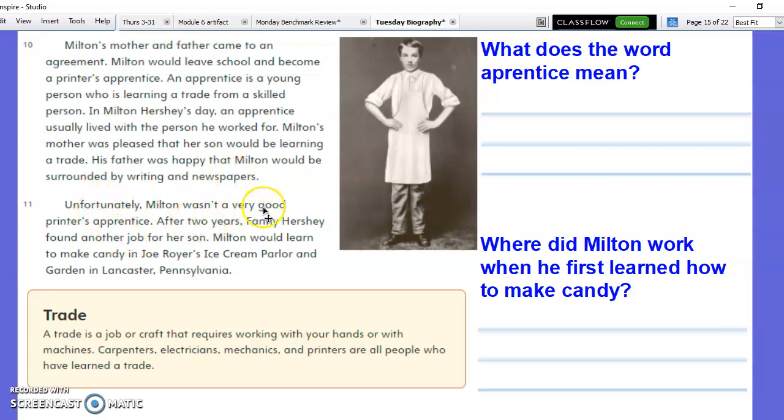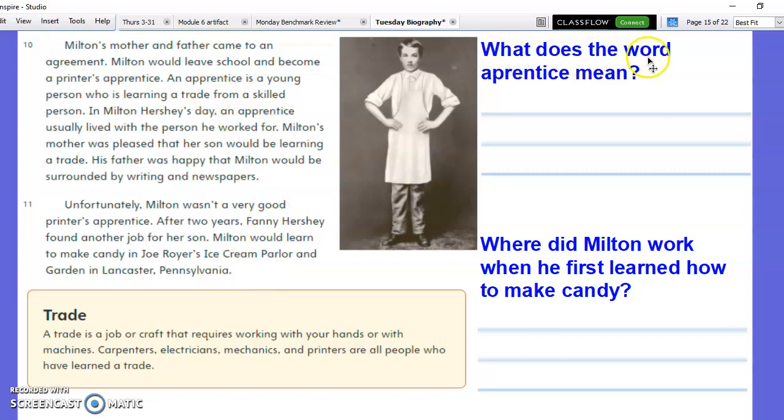Unfortunately, Milton wasn't a very good printer's apprentice. After 2 years, Fanny Hershey found another job for her son. Milton would learn to make candy in Joe Royer's ice cream parlor and garden in Lancaster, Pennsylvania.